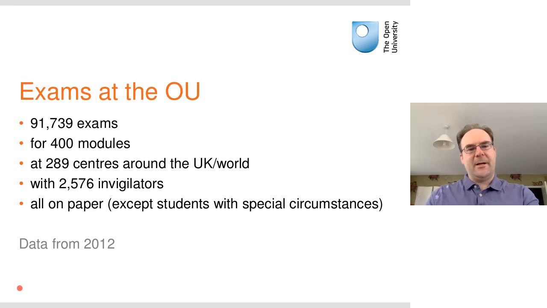At the Open University, what Moodle calls courses are called modules. There are about 700 modules presented a year, and of those, about 400 have an exam. And that translates to about 92,000 students sitting an exam during the year.